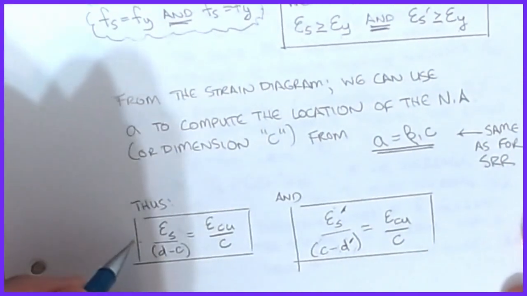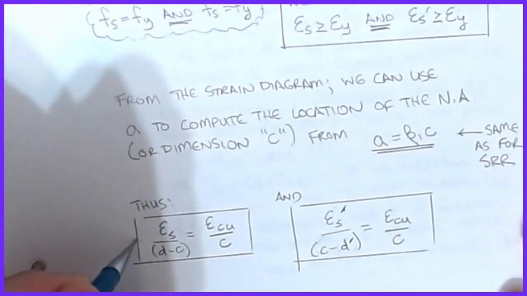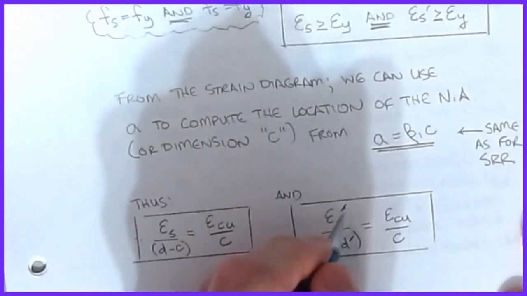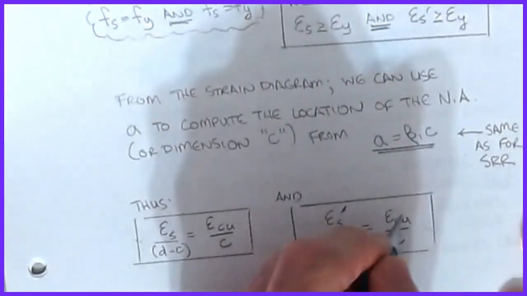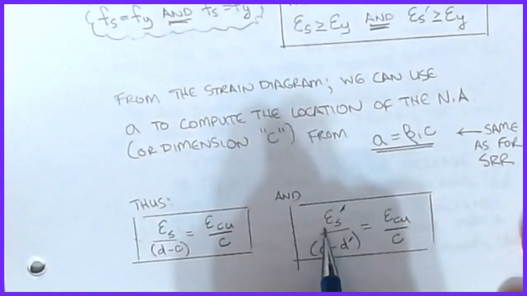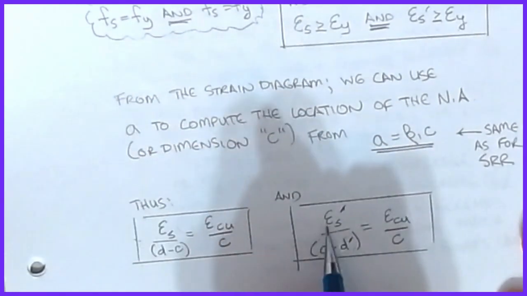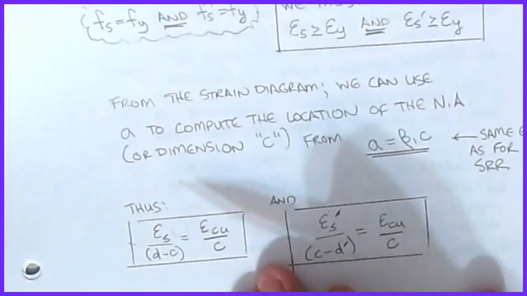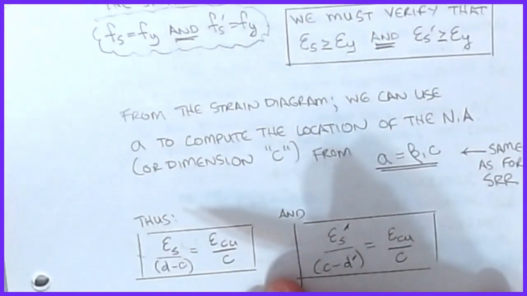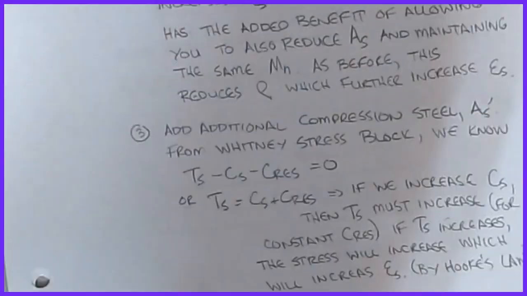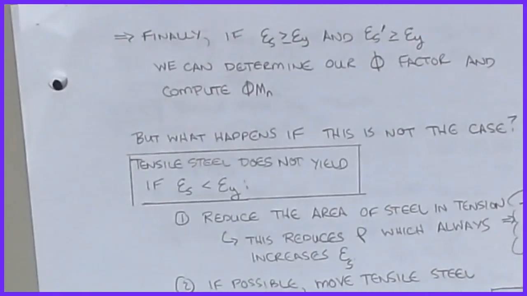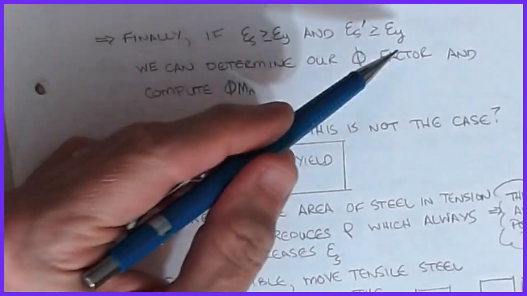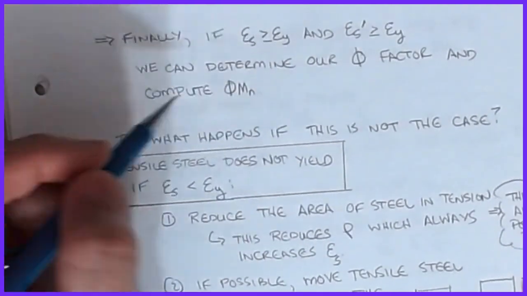So you'll recognize this one. That's the exact same formula we did before when checking epsilon s. But now I've got a different proportion, in which epsilon s prime is to C minus D prime as epsilon cu is to C, right? And that's where I get epsilon s prime. So when you calculate epsilon s and epsilon s prime, if they're both greater than the yield strain, then I'm good. This was the right method. Unfortunately, there's no way to know until I get to this point. So if epsilon s and epsilon s prime are both greater than epsilon y, we can determine our phi factor, and then we can compute our phi Mn.